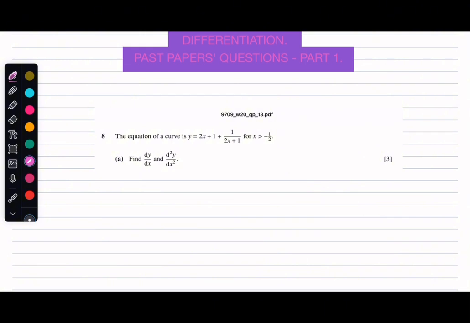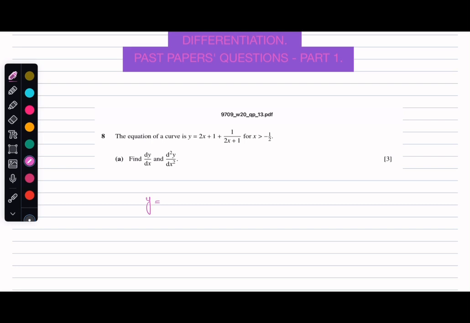number 8. So the first part of the question says, the equation of a curve is y equals 2x plus 1 plus 1 over 2x plus 1 for x greater than negative 1 by 2, and we need to find dy by dx and d2y over dx square, meaning the first derivative and the second derivative. So let's write the equation first.